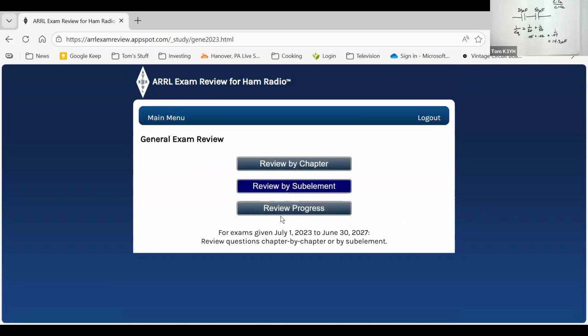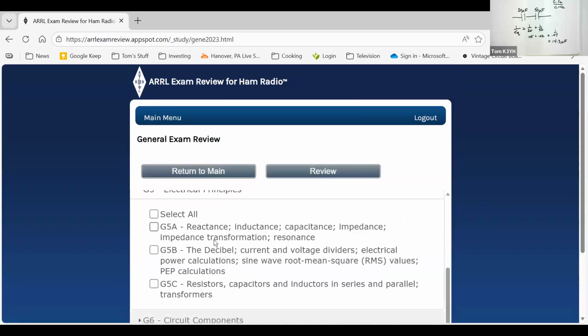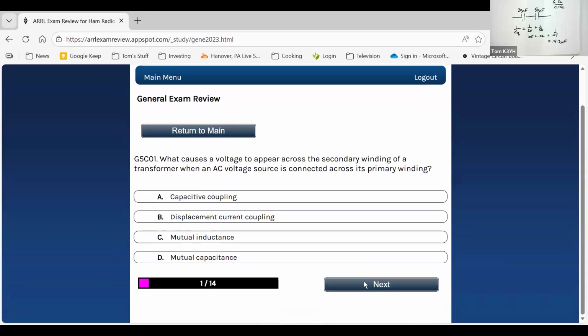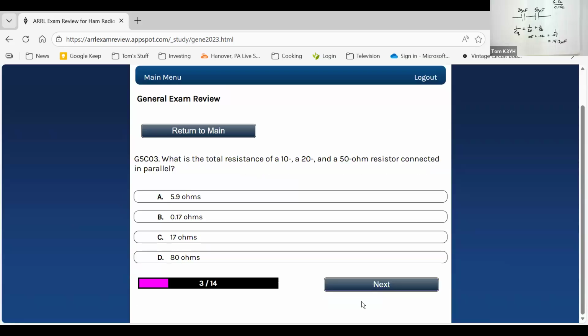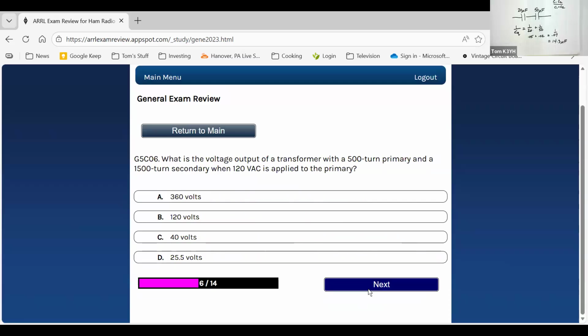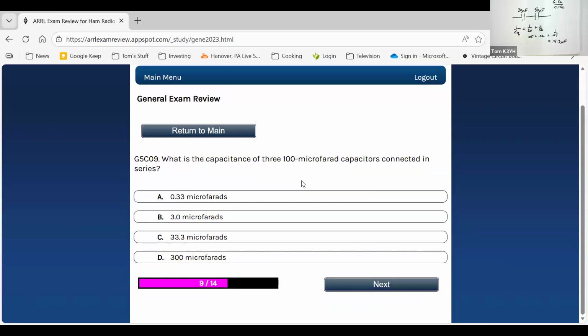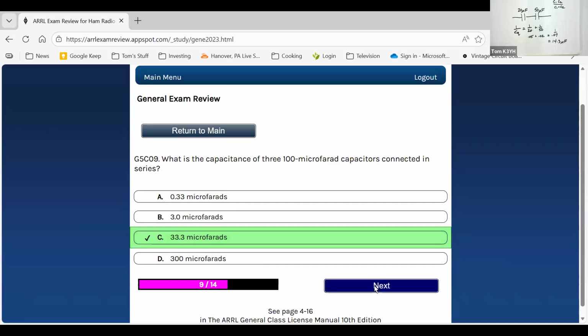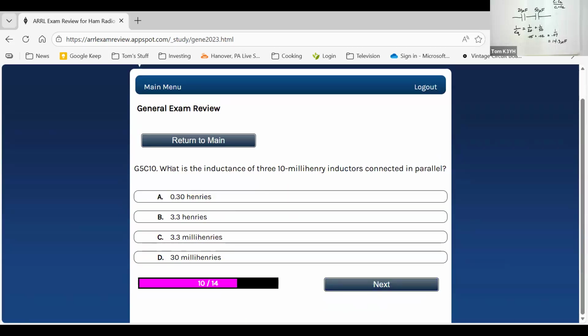So I'm in G5C, and I'm going to go to... I didn't do transformers yet. We'll do that in a minute. 10 and 11. All right, so 300 microfarads in series was 33.3. We did that one. Okay, so now I've got inductors in parallel.